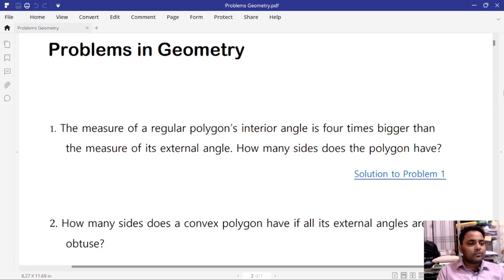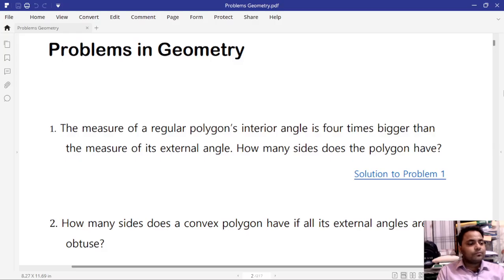Today we are going to discuss the concept of plane geometry and the related problems, how we can solve such kind of problems. And we have already discussed and learned the idea of the calculation of the external angles and internal angles of a polygon.